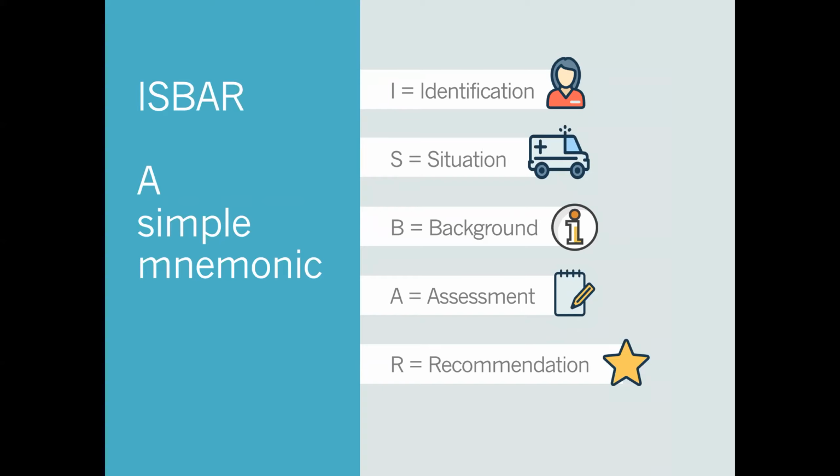A is for assessment. Complete an assessment that considers vital signs and investigations undertaken, what needs to be done for the resident. R is for recommendation. Provide what needs to be done to be clear about what you are requesting and the timeframes.